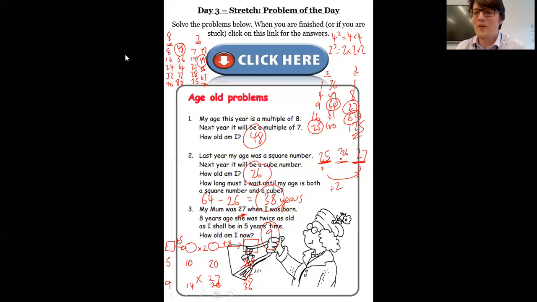So a really tricky problem, but again, drawing this flow diagram has helped me, given me a way to write down what I know and given me a way to attack this problem.